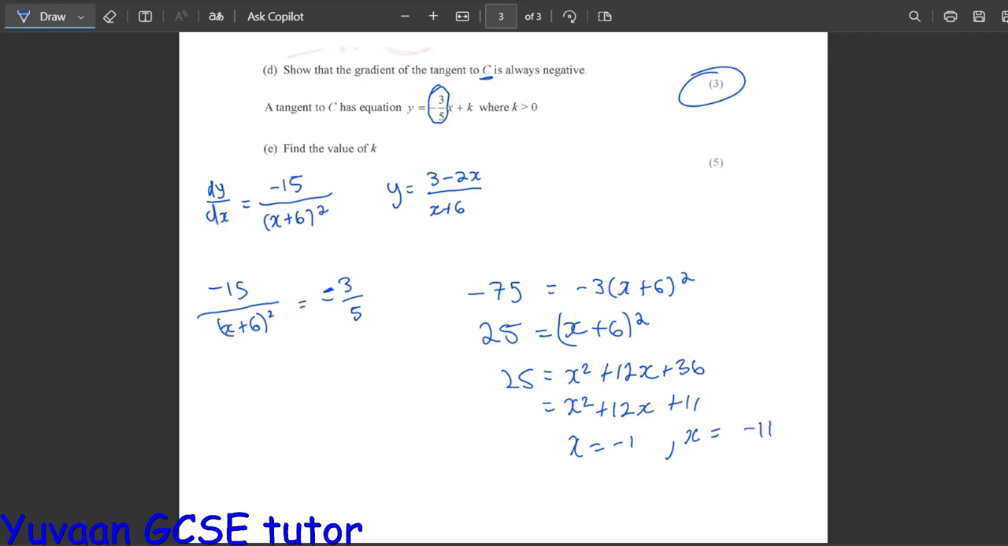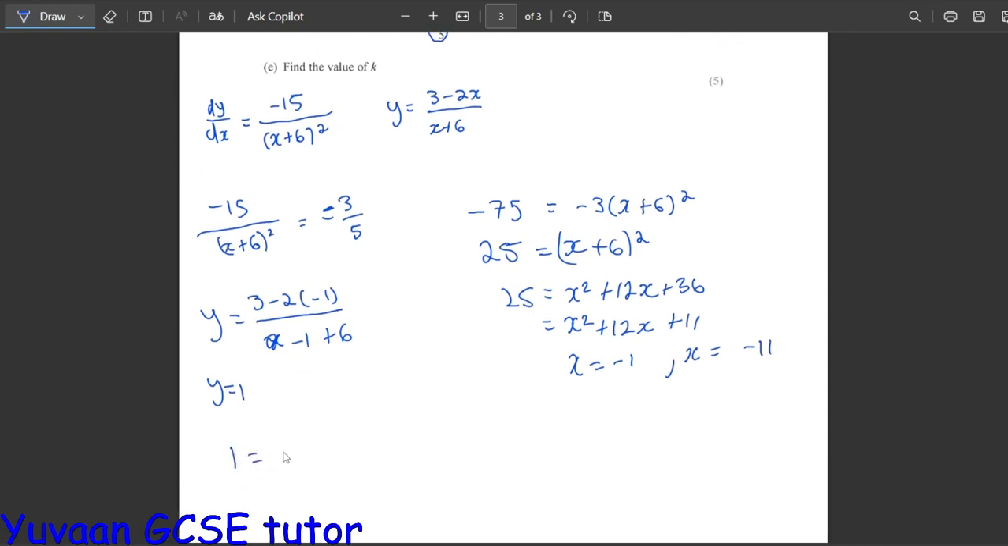Then the next step is to substitute minus 1 and minus 11 into the original equation, the function of the curve. So y equals 3 minus 2 times minus 1 over x, no sorry, x plus 6. Once you do that, you get y equals 1. So 3 minus 2, yeah, you get y equals 1.